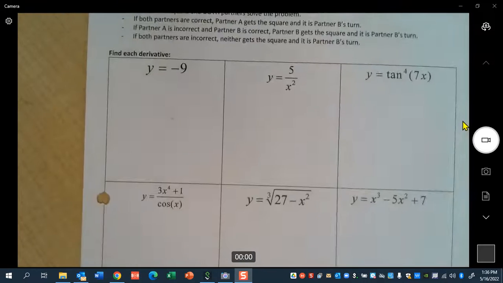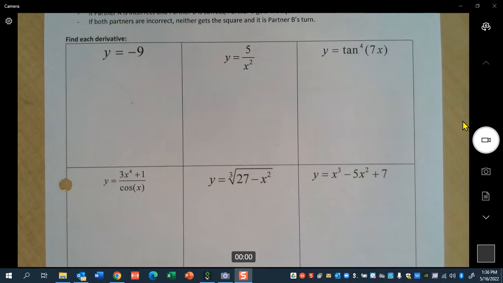All right. So the way tic-tac-toe works is partner A, partner B. Last time we did partner A was the oldest. This time we're going to do partner A is the youngest. Partner A, listen first, then do. Partner A chooses a square. Both partners do the work. They compare answers. If partner A and B agree, chances are it's right. Any doubt, you can come ask me.